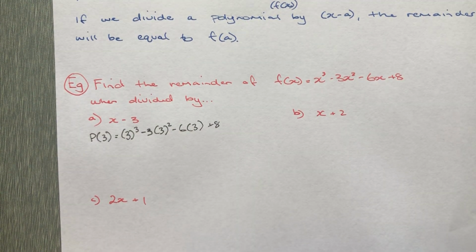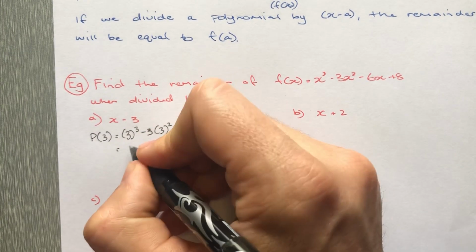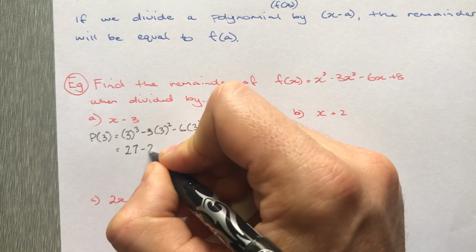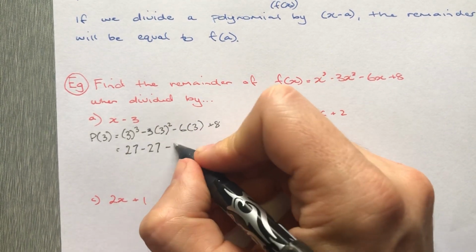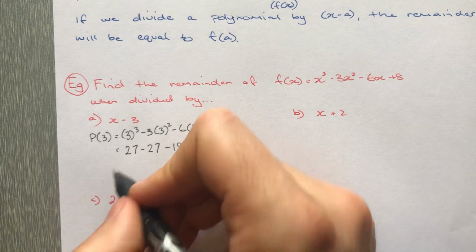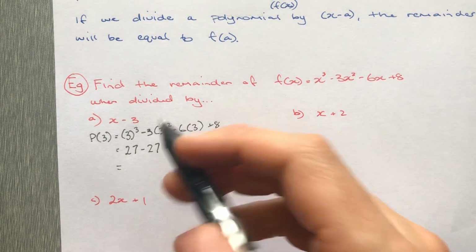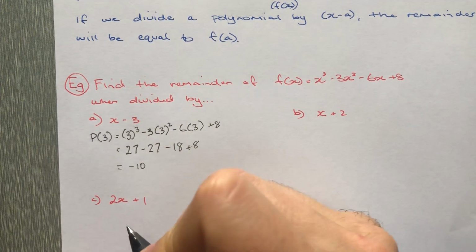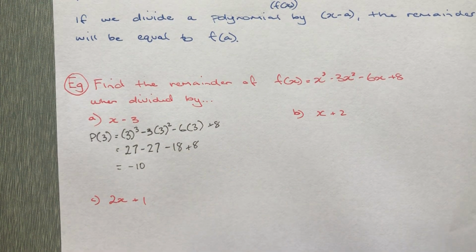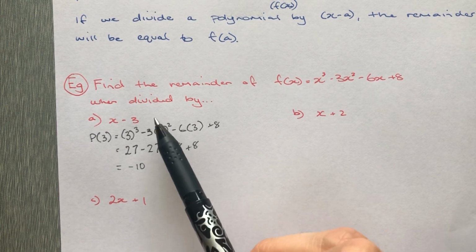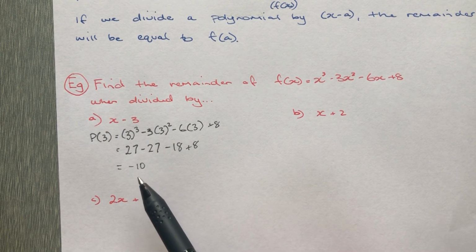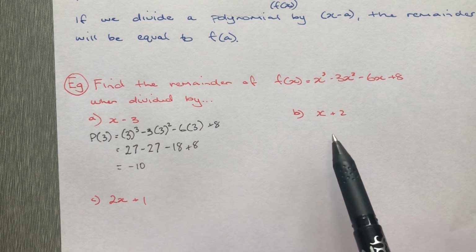Cool, so I'll substitute those 3's in. All we need to do is work this out now. Okay, 27 minus 27 is 0, minus 18 plus 8 is minus 10. There we go. So if we decided to divide this polynomial by that, our remainder is minus 10. You see how we didn't have to go through the whole process of long division? It's way quicker. Let's try again with this one.